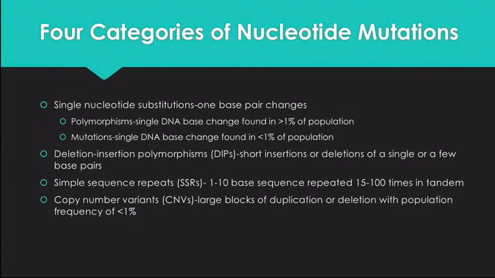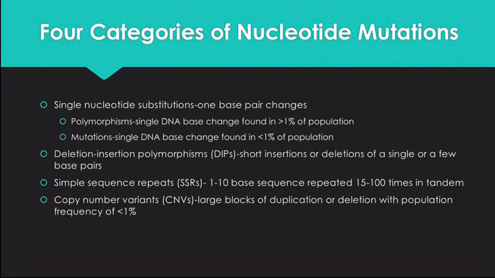There are 4 categories of nucleotide mutations. The first are single nucleotide substitutions, which is one base pair change, and there are 2 kinds of single nucleotide substitutions. Polymorphisms, which are single DNA base pair changes found in more than 1% of the population, and mutations, single DNA base pair changes found in less than 1% of the population.